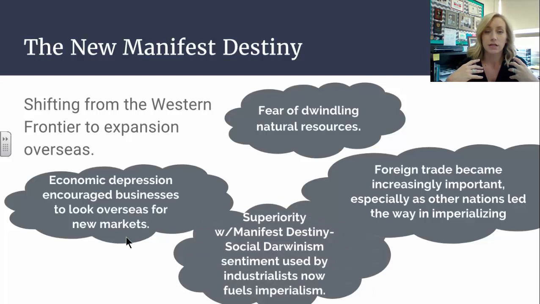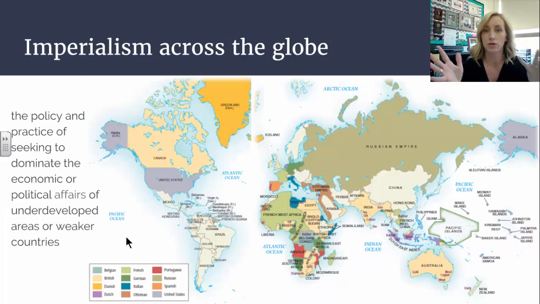And finally, it was this sense of superiority with manifest destiny, and we used that same mentality of being destined by God. And the social Darwinism sentiment that was used by industrialists now fueled imperialism, in that we are destined to go civilize these underdeveloped, uncivilized nations and bring them our ways, right? Because we're so much better.